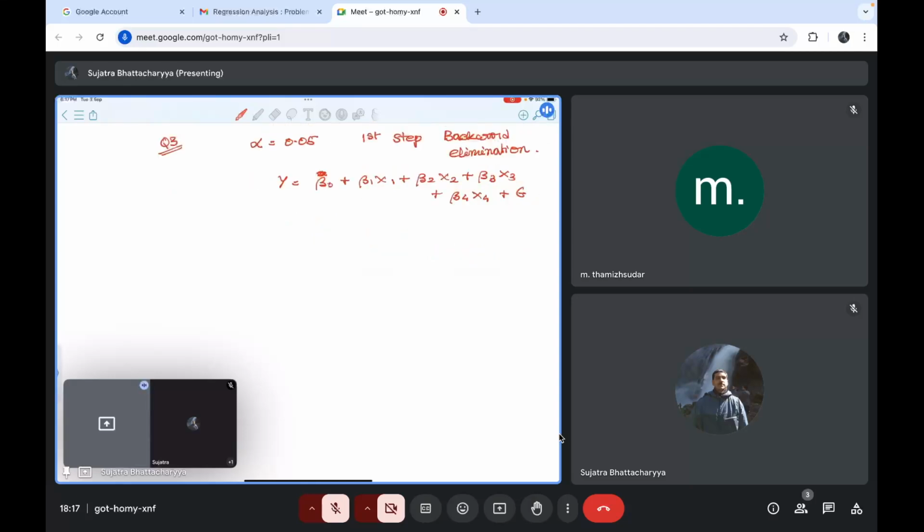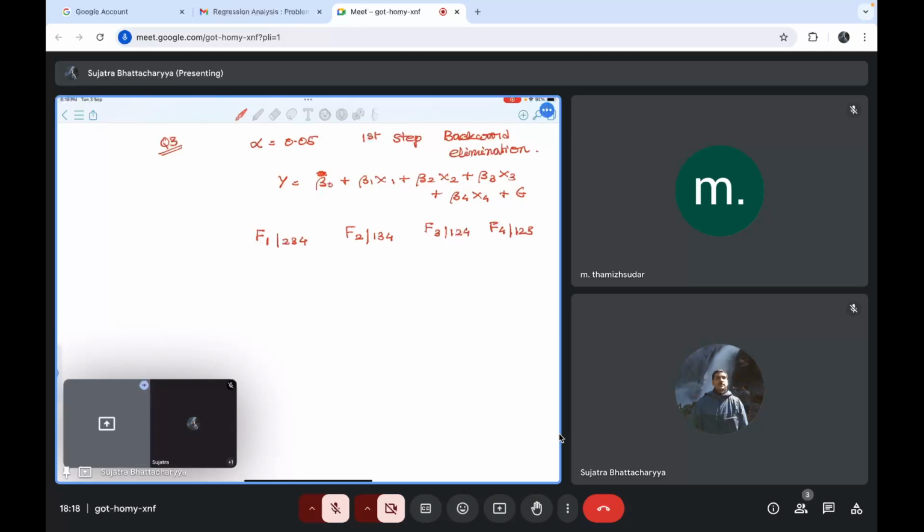Now you have to remove something. For that, what you have to do is some partial calculations. One option is to check x1 in the presence of 2, 3, 4. Second, check x2 in the presence of 1, 3, 4. Check x3 in the presence of 1, 2, 4. And check x4 in the presence of 1, 2, 3.